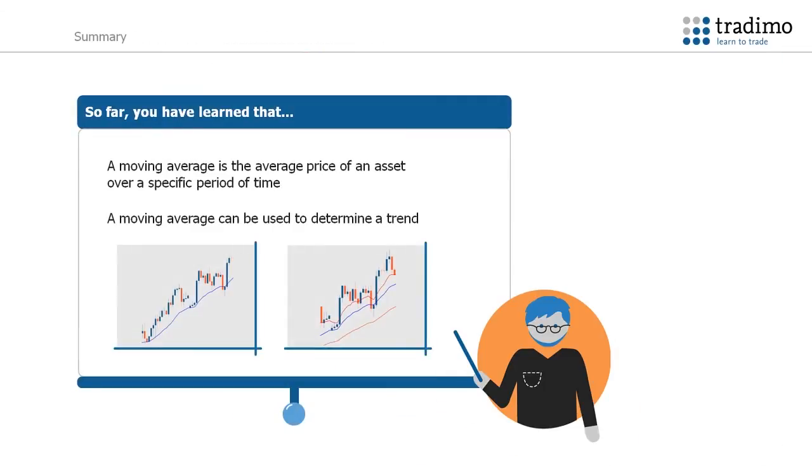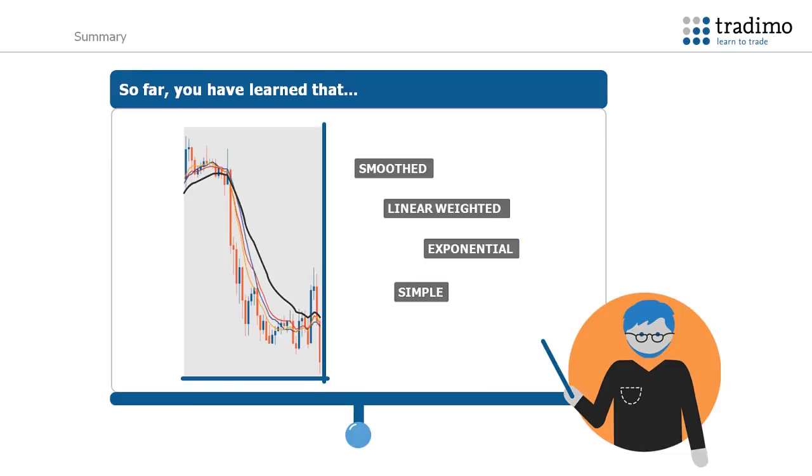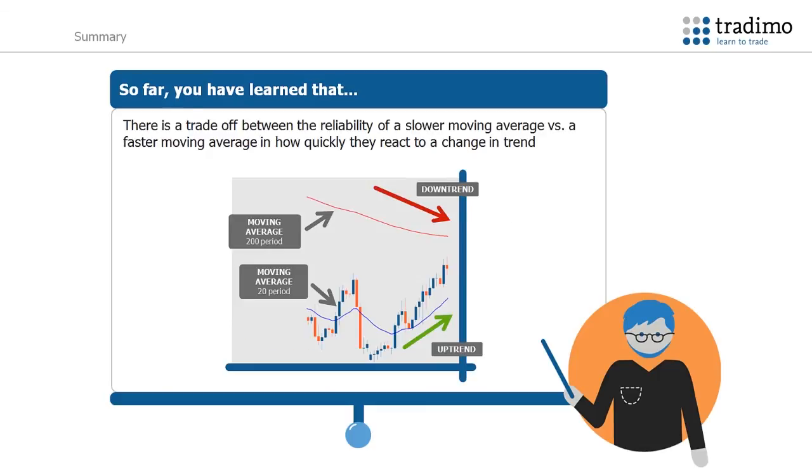So far, you have learned that a moving average is the average price of an asset over a specific period of time. A moving average can be used to determine the trend as well as gauge how strong the trend is. There are 4 different types of moving averages, each calculated slightly differently. There is a trade-off between the reliability of a slower moving average versus a faster moving average in how quickly they react to a change in trend.